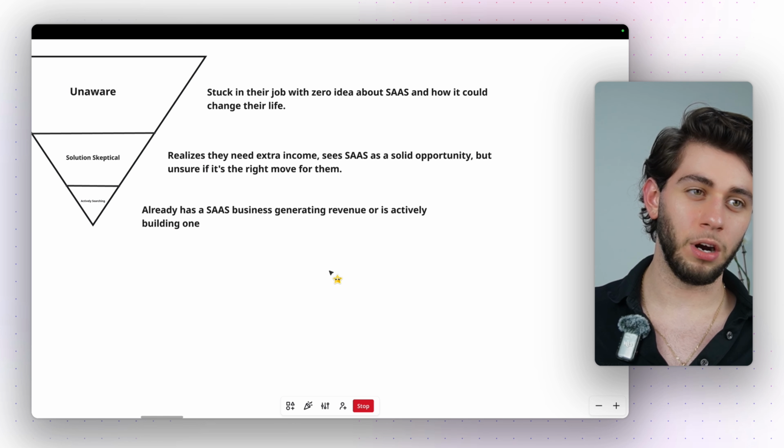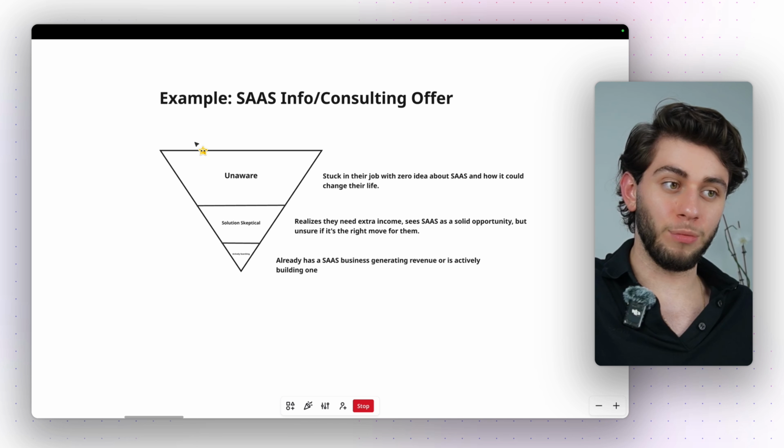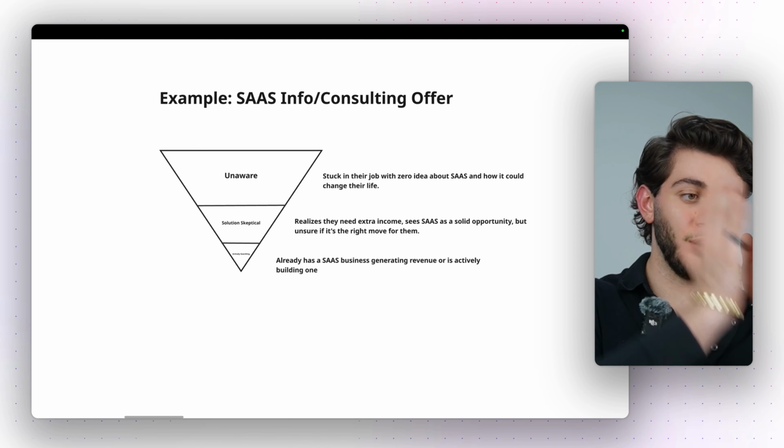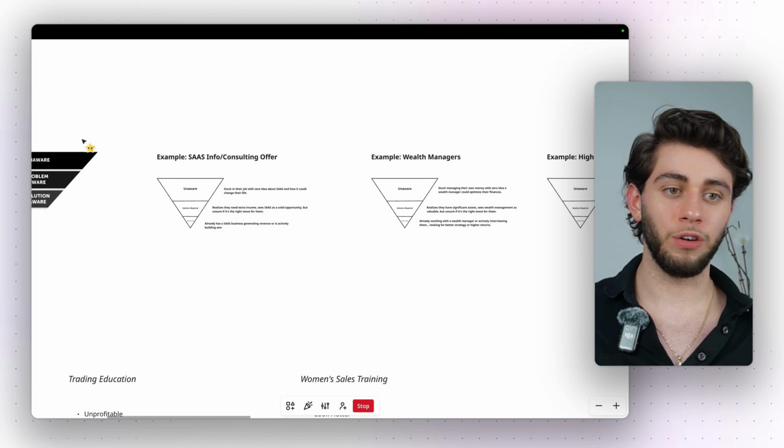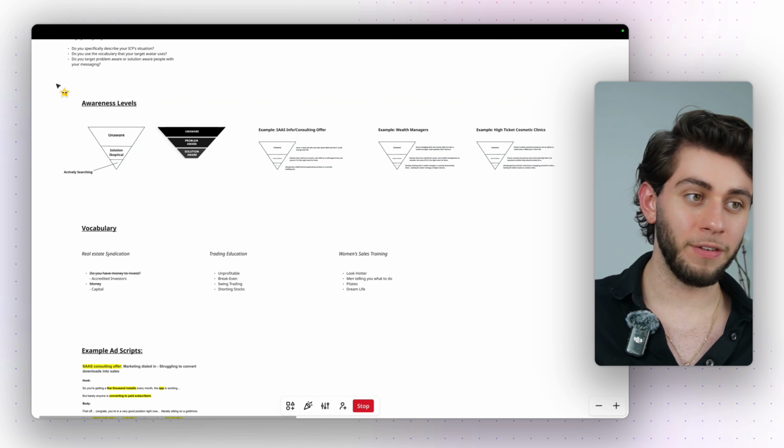Unaware people you never want to target. So in this case, unaware people would be people who don't even realize that they have a problem of they need to make more money. They're never going to convert. So don't waste your time. All right, so yeah, this is exactly how you can figure out who to target. This is very important. If you understand this, all of the other stuff is going to be way easier for you.